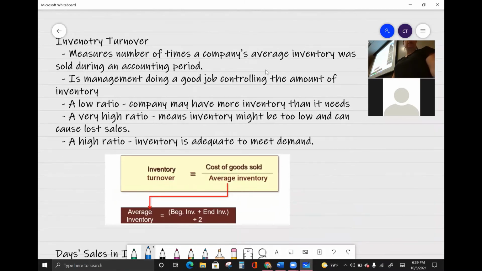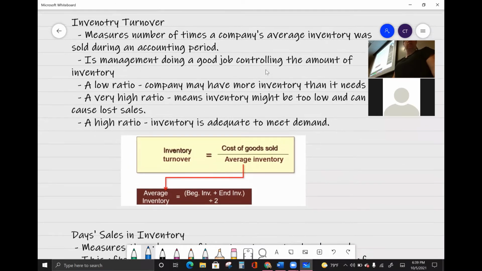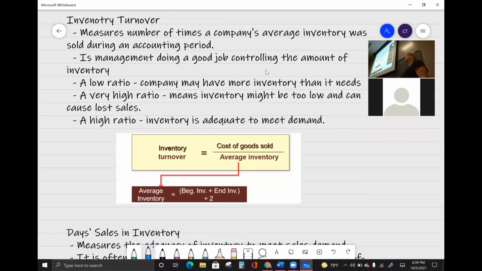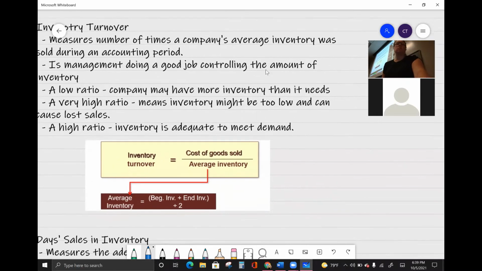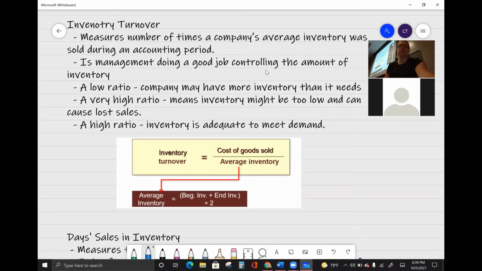All right, here are some formulas. So these are just real simple little equations to memorize, because you'll have these in the homework. These probably pop up on the test. So we have inventory turnover. It measures the number of times the company's average inventory was sold during an accounting period.